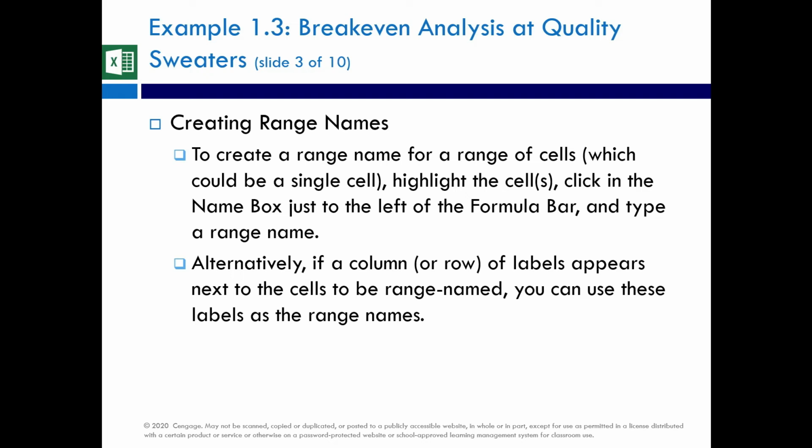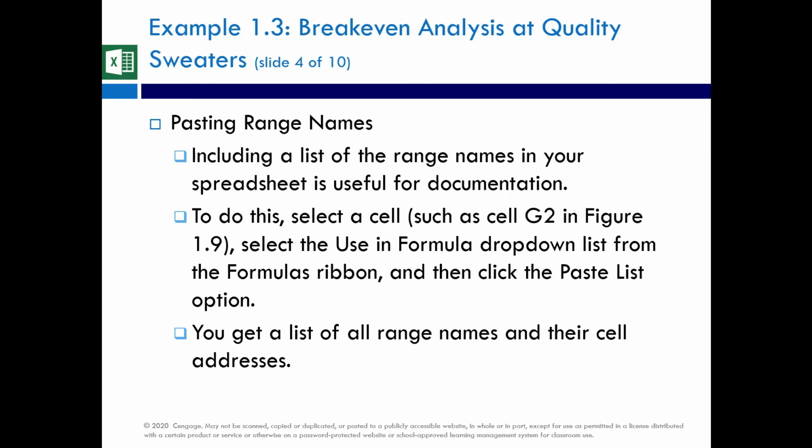Creating a range name. To create a range name for a field, which could be a single cell, highlight the cells, click the Name box just to the left of the formula bar, and type the range name. Alternatively, if a column or row of labels appears next to the cells, you can use these labels as range names.